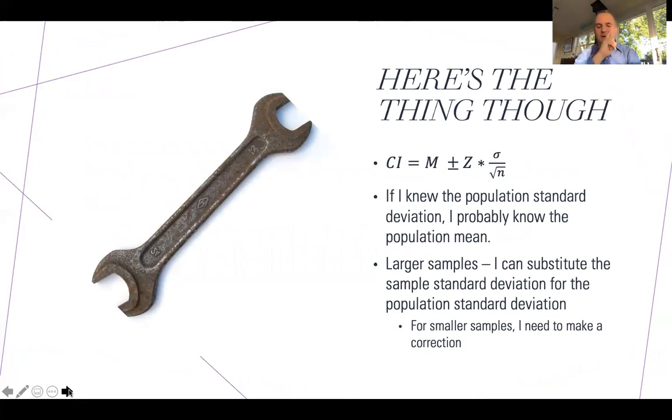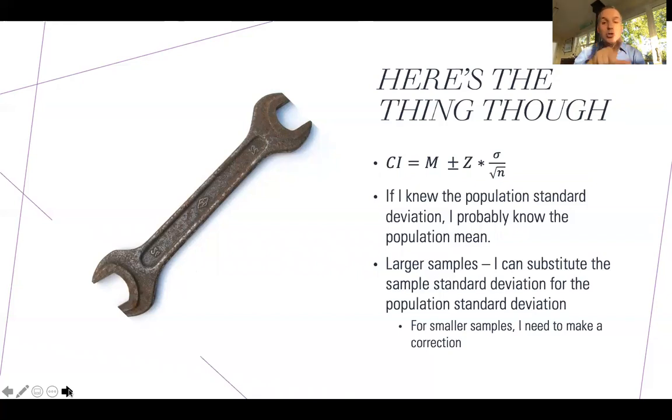Here's the thing though, this is the wrench I'm gonna throw in the works. So if we look at this equation, the confidence interval estimate of the population mean is equal to the sample mean plus or minus z, my arbitrarily decided index of how confident I want to be, times the population standard deviation divided by the square root of the sample size. Well, if I know the population standard deviation, there's a really, really good chance I also know the population mean, and I don't need to estimate it. This is dumb. So that's a problem.